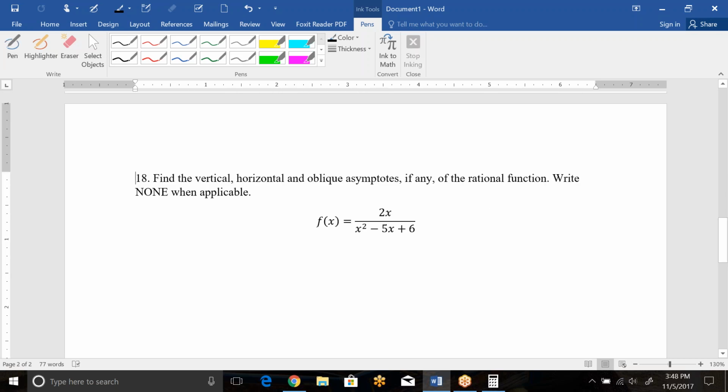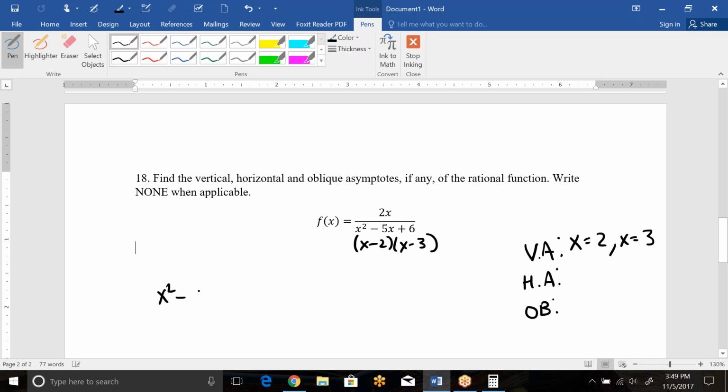Okay, and then the last one that needed a correction was number 18. In the original version of the review, we had an x squared on top. So if we're doing vertical asymptotes, horizontal asymptote, or oblique, then we need to look at this version. For the bottom, you still factor it. And it factors into x minus 2 and x minus 3, so the vertical asymptotes are still x equals 2 and x equals 3.